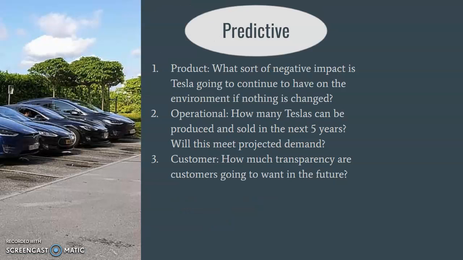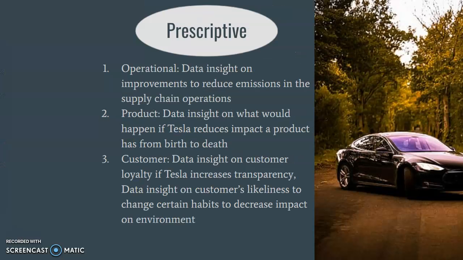For predictive, we have 1, for product: what sort of negative impact is Tesla going to continue to have on the environment if nothing is changed? 2, operational: how many Teslas can be produced and sold in the next 5 years? Will this meet the projected demand? And 3, how much transparency are our customers going to want in the future regarding our own emissions and production values?